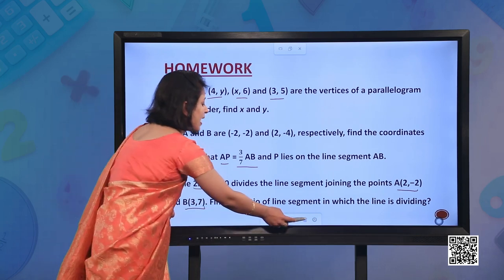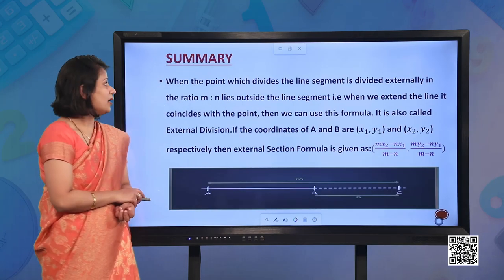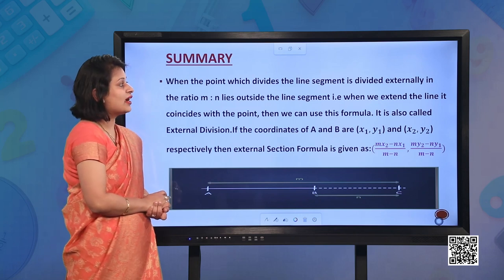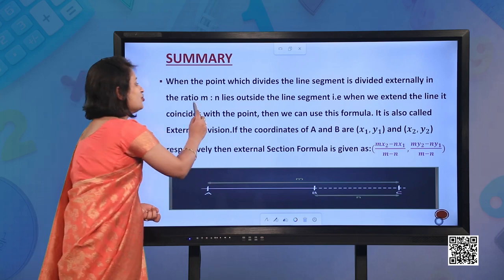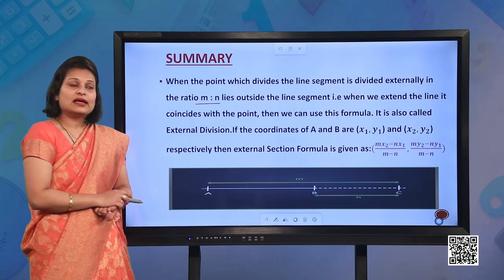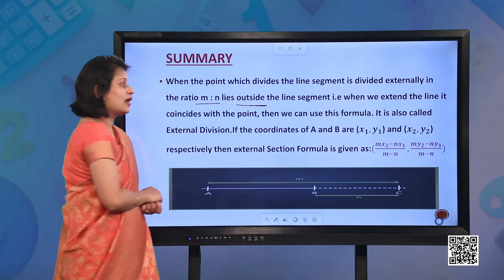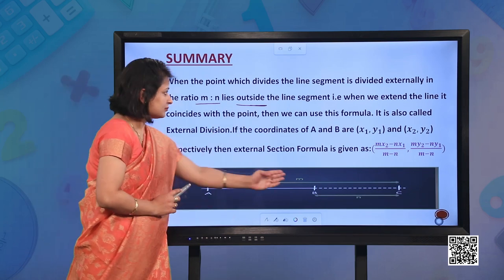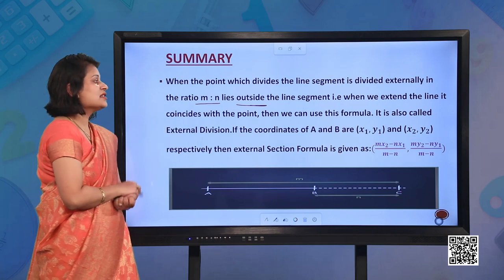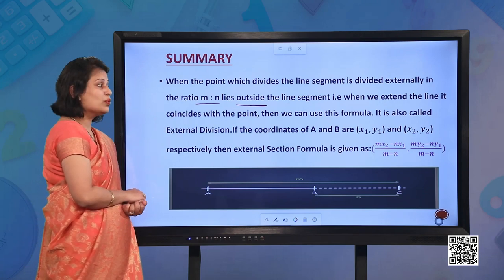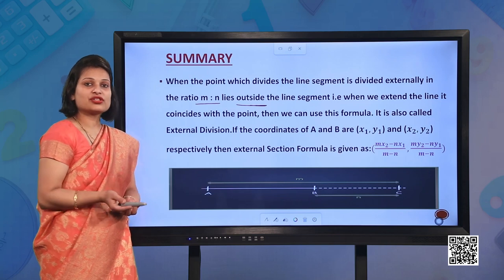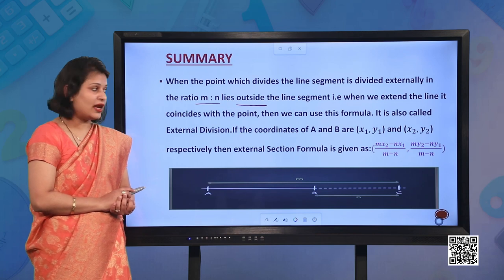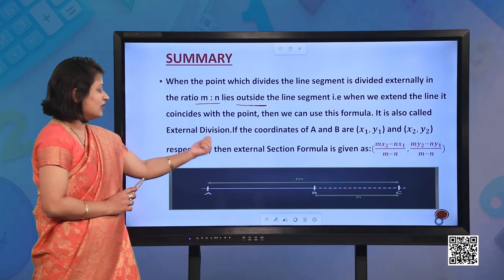Now just quickly recapitulate what we have done today. When the point which divides the line segment externally in the ratio m is to n lies outside the line segment, that is, when we extend the line, it coincides with the point, then we can use this formula, which is called section formula, which divides the line segment externally in the ratio m is to n. It is also called external division.